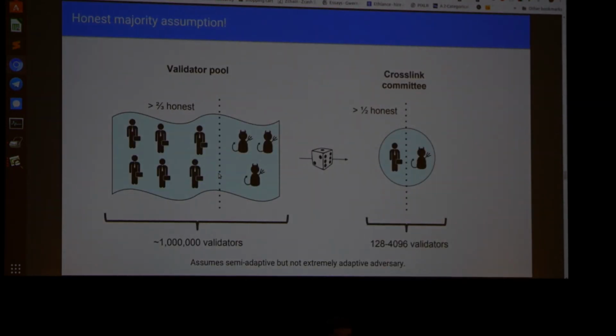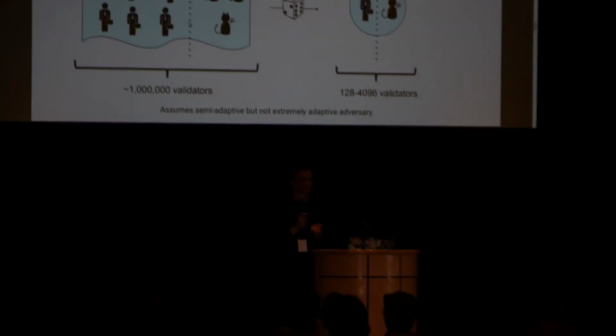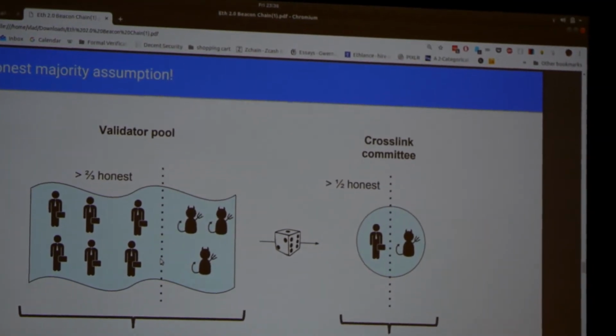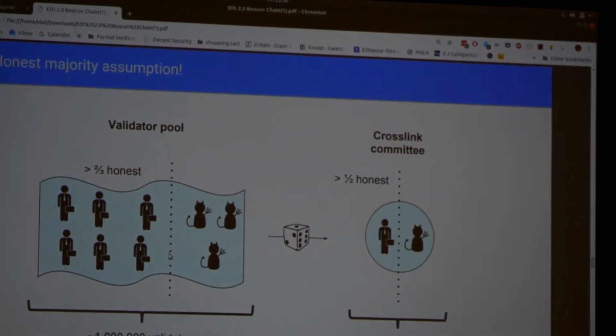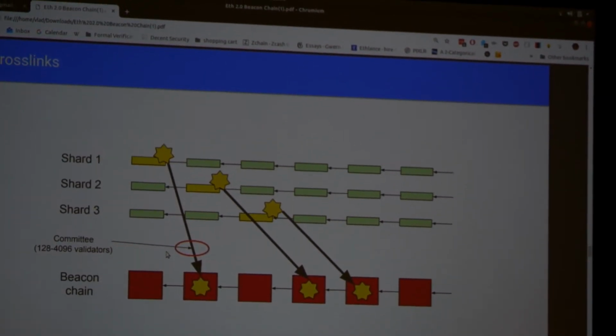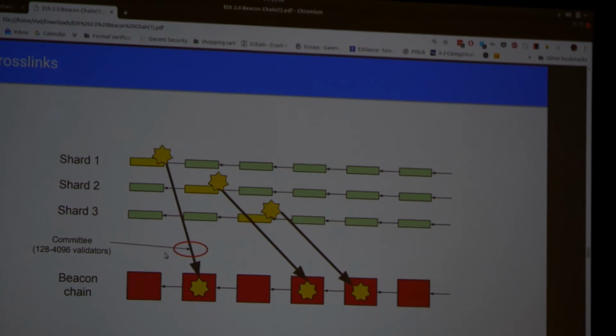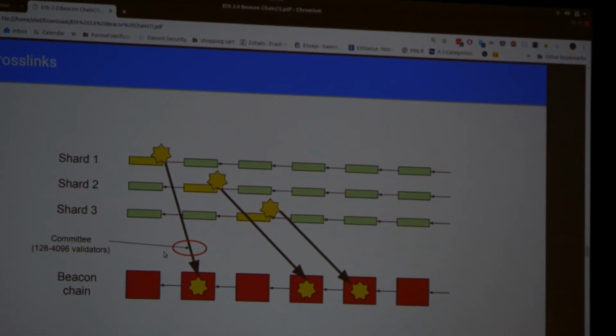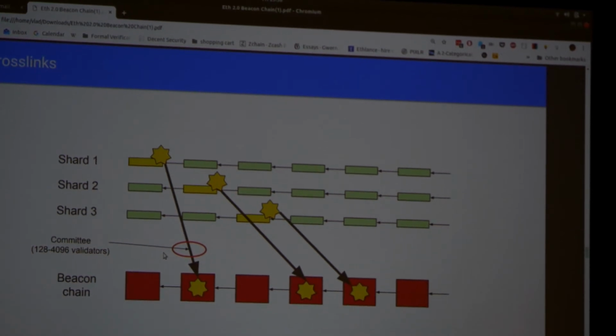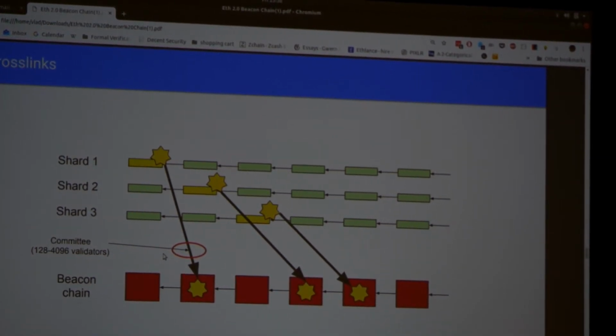Now, you might notice that this is relying on an honest majority assumption. So basically this is saying that you have a bunch of validators and we're going to assume that the majority of them are honest, and so the majority of them are only going to sign on any particular crosslink if they actually think that that data is legitimate. Now, it allows a semi-adaptive adversary, but not an extremely adaptive adversary. So what this means is that for each crosslink, or for each shard, the committee that validates that shard is randomly sampled, and pseudo-randomly sampled using some hashes that are created using a special algorithm inside of the blockchain.